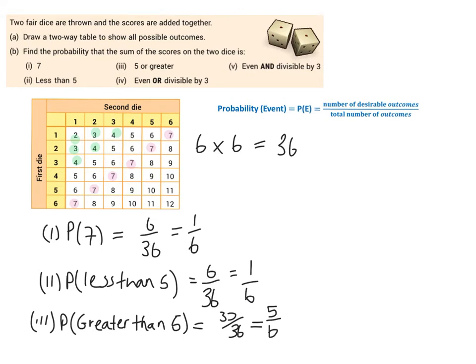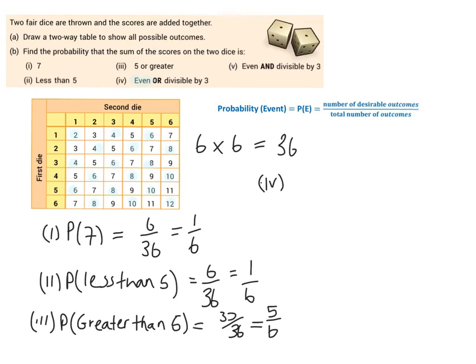Now let's have a look at the probability of when it's even or divisible by 3, or when it's even and divisible by 3. So for part 4, highlight and try pick out all of the outcomes that are either even numbers or they're divisible by 3. So let's have a look at the ones that are even. So let's highlight all the even numbers. Well, we've got 2, 4, 6, 8, 10, and 12.